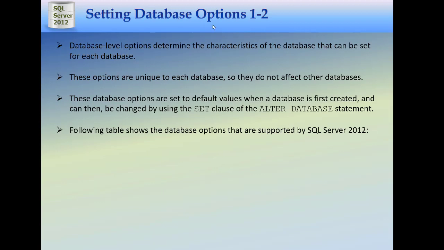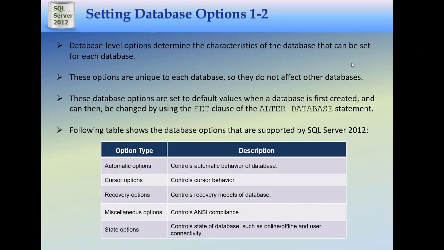Now, setting database options. Database level options determine the characteristics of the database that can be set for each database. These options are unique to each database, so they don't affect other databases. These database options are set to default values when a database is first created, and can then be changed by using the SET clause of the ALTER DATABASE statement. The following table shows the database options which are supported by SQL Server.